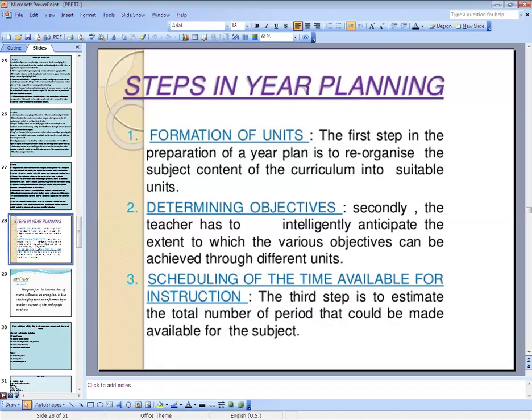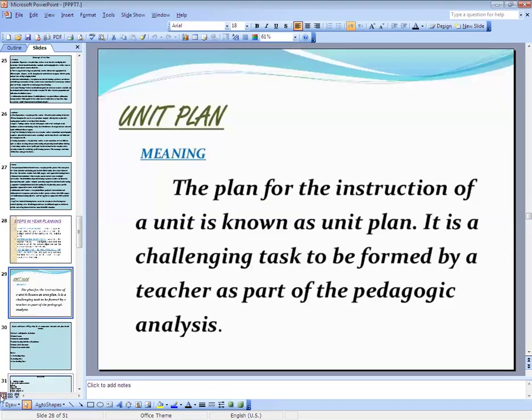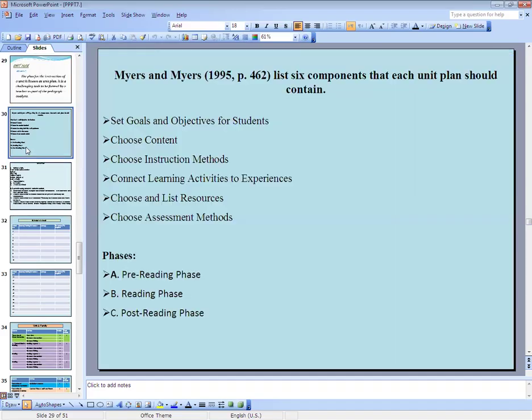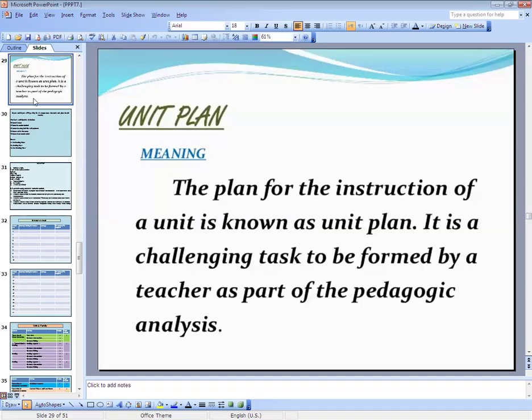Unit plan. You all know you have created the unit plan. You have prepared it. The plan for the instruction of a particular unit is called a unit plan. Please, madam, come to the next slide. It is a challenging task to be performed by a teacher as a part of the pedagogic analysis, because here in the unit plan, the teacher has to analyze each and everything. For example, for us, we are having unit 1. Under unit 1, we have 3 parts, A, B, C. So for all these things, we have to think of the various tasks, which is a very challenging task. So here, Myers and Myers, they have listed out 6 components that each unit should contain.